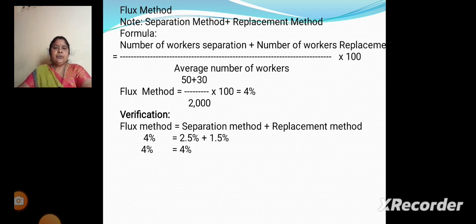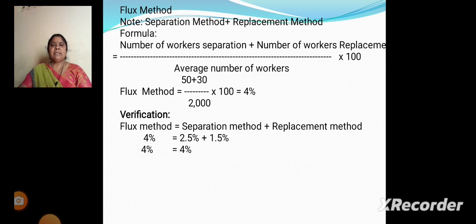Now we do the verification to check whether the answer is correct or wrong. Flex method is equal to separation method plus replacement method. Flex method answer is 4 percent, separation method answer is 2.5 percent, replacement answer is 1.5 percent. So the flex method means the combination of the separation method as well as the replacement method. That is 2.5 percent plus 1.5 percent is equal to 4 percent.